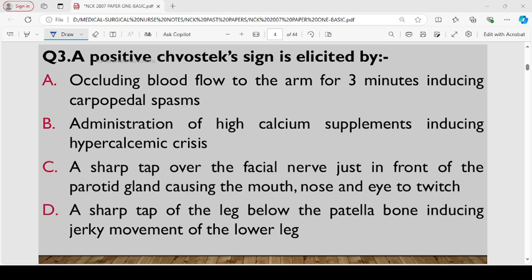Option D says a sharp tap on the leg below the patella bone, inducing jerky movement of the lower leg. This describes the patellar reflex that is commonly assessed when somebody is on magnesium sulfate, and not Chvostek sign. So the correct option here should be option C, which says a tap of the facial nerve just in front of the parotid gland, causing the mouth, nose, and eye to twitch.